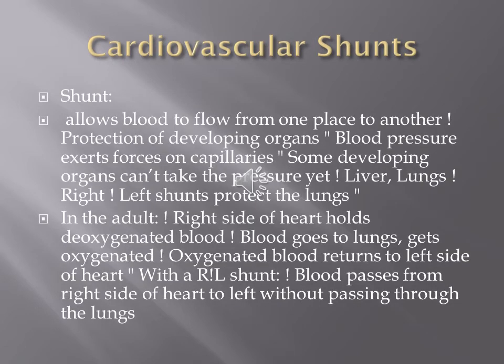Shunts. What is a shunt? In the cardiovascular development, there's what's called a shunt. Shunts are areas that allow the blood to flow from one place to another. For the developing organs in the fetus, exactly the liver and the lungs, when the blood comes with pressure, this pressure might damage these developing organs. So there are shunts to slow down the circulation.